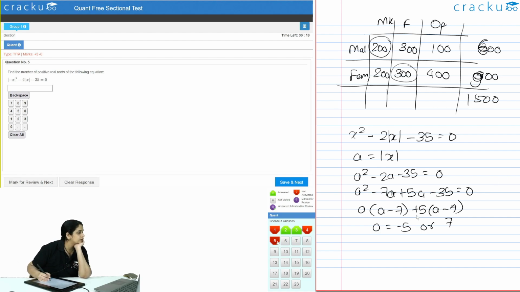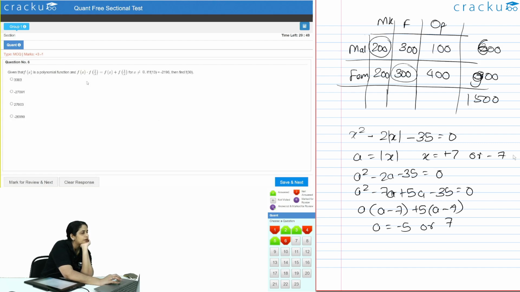So how many positive real roots of this equation are there? Essentially x can be plus 7 or minus 7. Irrespective of the other value, there are two real roots. How many positive real roots are there? 1. So that is plus 7. Okay, and next one.